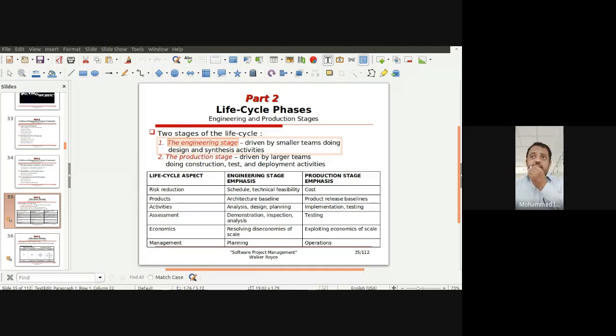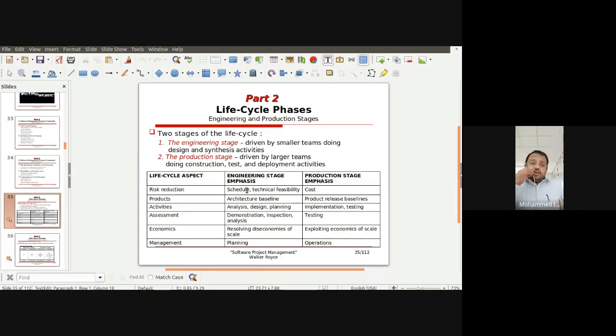So if you see this engineering design stage, we have the various activities here. If you see the engineering stage and the production stage, it's divided by the larger teams doing the construction, testing, or you can say construction, test and deployment activities. So if you compare the life cycle aspect with engineering and production, we have the various emphasis here.